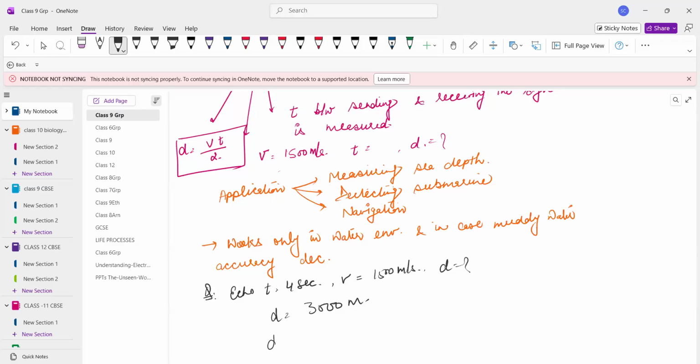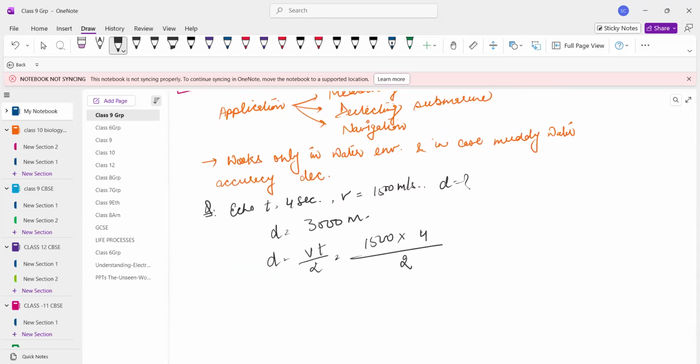Okay, so we just need to put the simple formula, d = vt by 2. V is 1500, what is t? T is 4 and 2. Okay, so 3000 meter. Yes, good. In the same way, we need to find out the answers to the questions. There are a few more things.